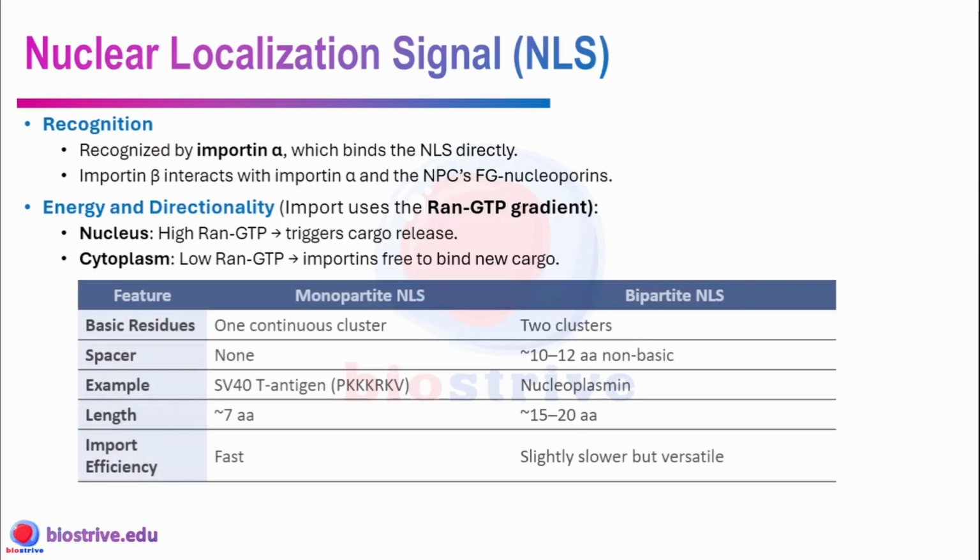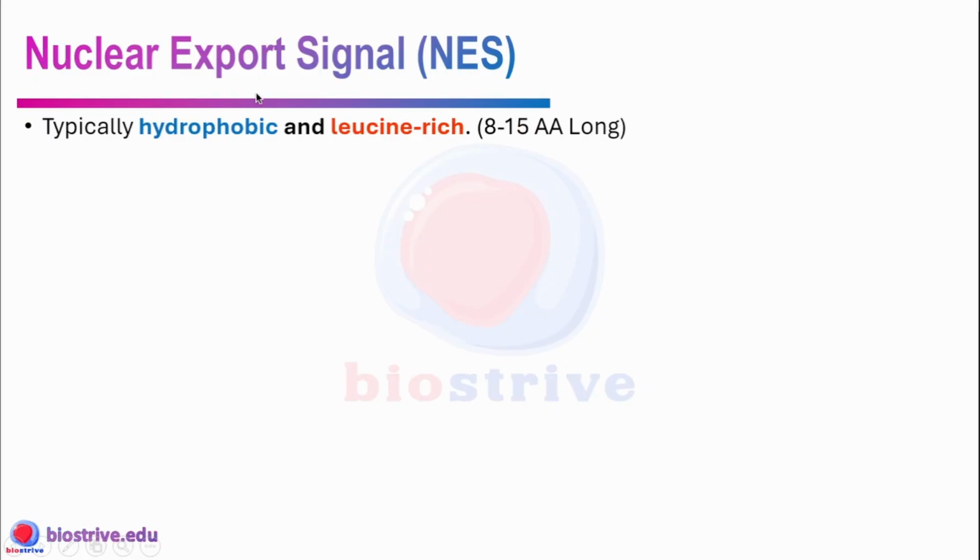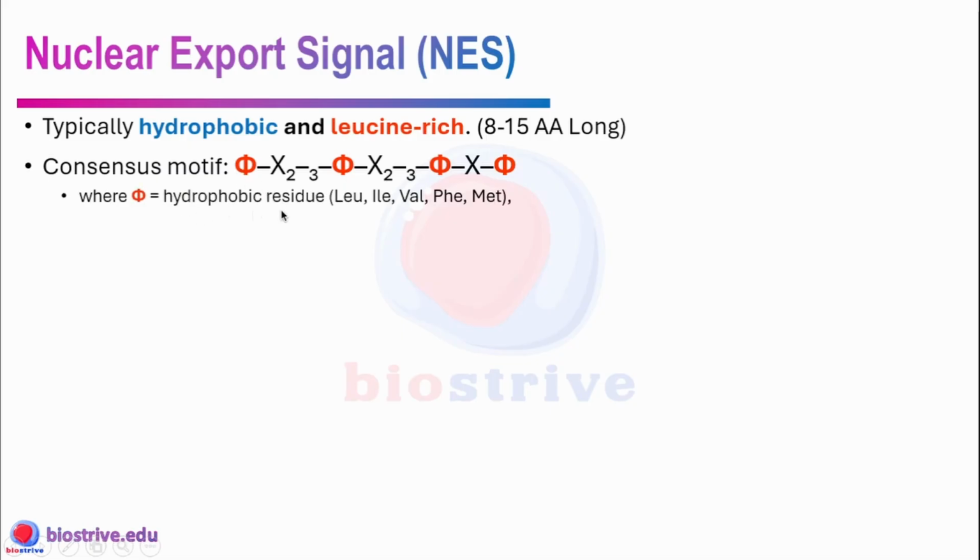new cargo. So this is the comparison table of monopartite and bipartite nuclear localization signals. We already talked about this in the previous slide. Now we will talk about the nuclear export signal. Typically, the nuclear export signal consists of leucine rich hydrophobic sequences, and it is around 8 to 15 amino acids long. The consensus motif is this symbol here, phi. This phi represents the hydrophobic residue.